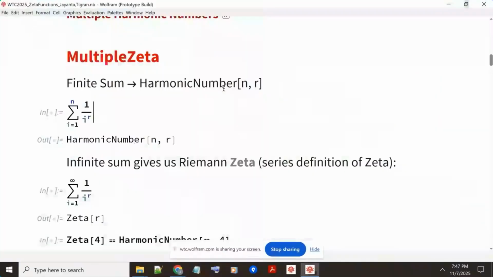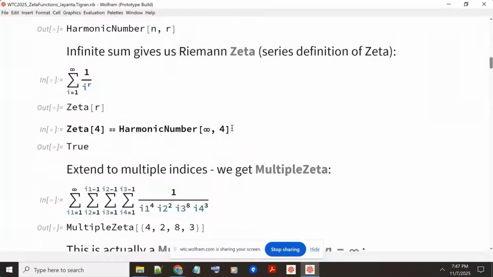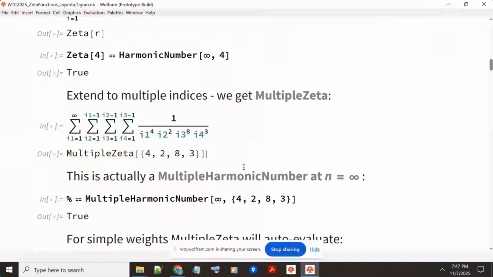So this is the series representation of the two-argument harmonic number, as you can see, and Tigran presented it. And as Tigran said, when n goes to infinity here, we get zeta. So harmonic number with infinity comma something becomes zeta. And if we extend it to multiple indices, then we get multiple zeta. So these exponents over here are coming in the list in this argument. So that is our multiple zeta. And multiple zeta is actually a multiple harmonic number at n equal to infinity, similar to this one-dimensional case, as you can see.